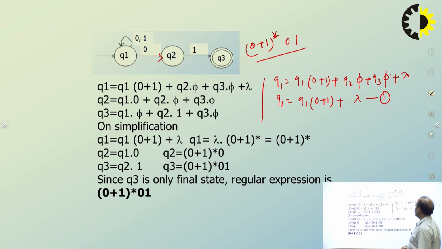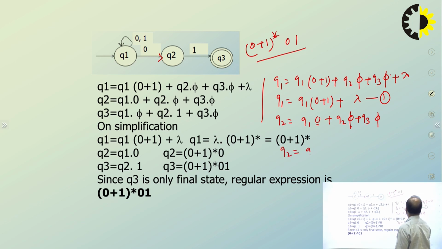Yes. Same thing, let's write it for q2. q2 is q1 alpha 1 2, where 1 to 2 is 0, plus q2 alpha 2 2, there is no 2 2, so this is phi, plus q3 alpha 3 2, there is nothing from 3 to 2, so this is phi. If you simplify this, q2 is q1 0. This is your equation number 2, right?